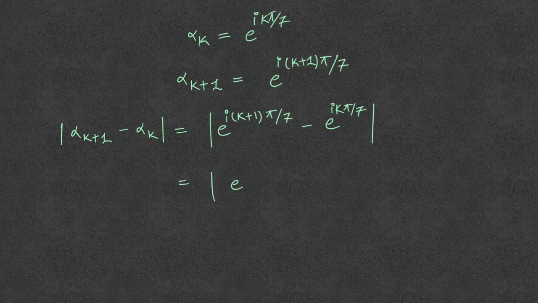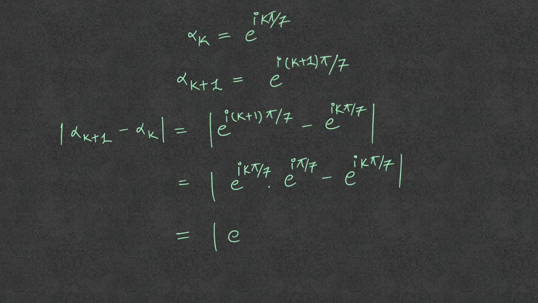Here e to the power iota k plus 1 pi by 7 is e to the power iota k pi by 7 into e to the power iota pi by 7. Splitting this term into these two things, minus e to the power iota k pi by 7, this becomes e to the power iota k pi by 7 into e to the power iota pi by 7 minus 1.